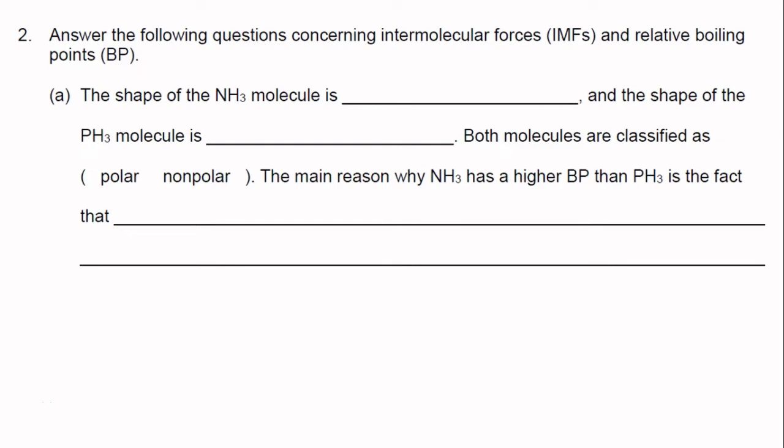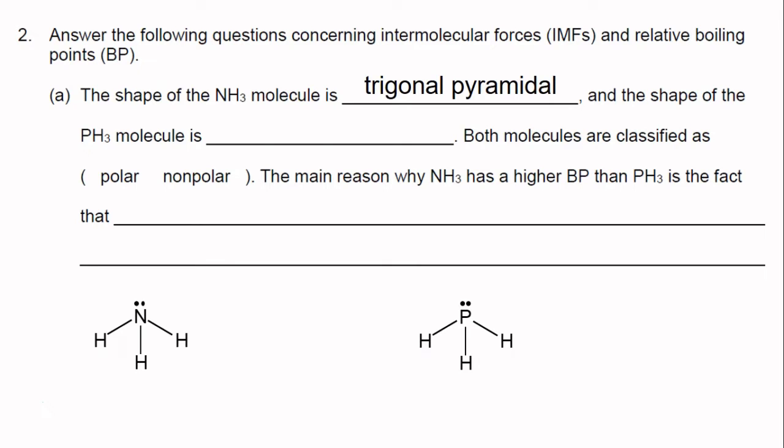In number 2, we are comparing the intermolecular forces and the boiling point for NH3 and PH3. Let's take a look at the Lewis electron dot structures of these two molecules. Each of these molecules will have a total of 8 valence electrons because nitrogen, or phosphorus, has 5 valence electrons plus 3 for the 3 hydrogens. There will be 3 bonds to the central atom, but there will also be a lone pair of electrons on the central atom. So the shape of these molecules is not trigonal planar, but rather trigonal pyramidal.